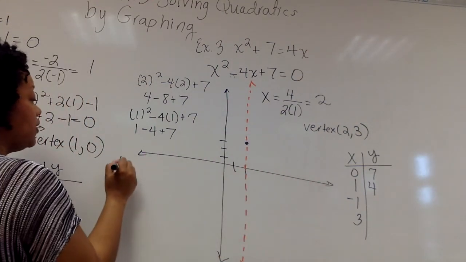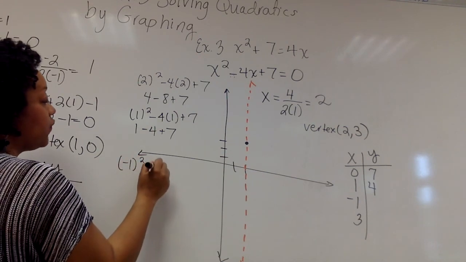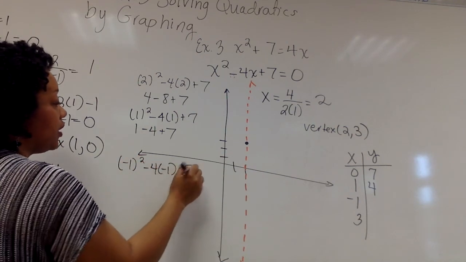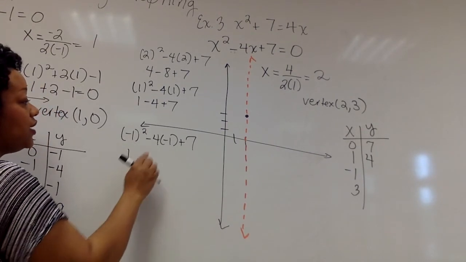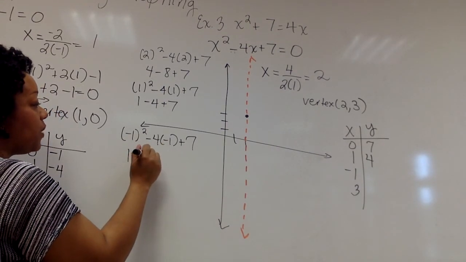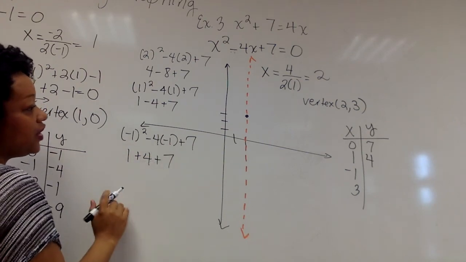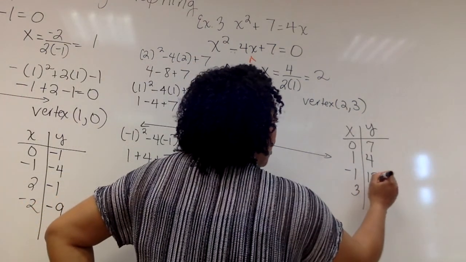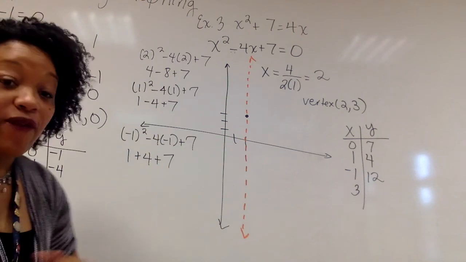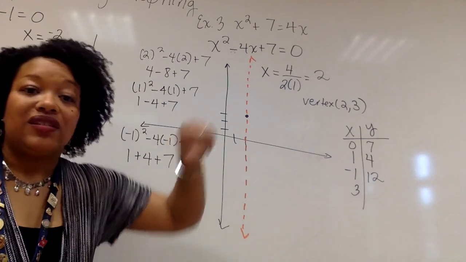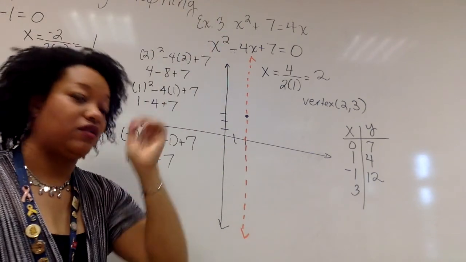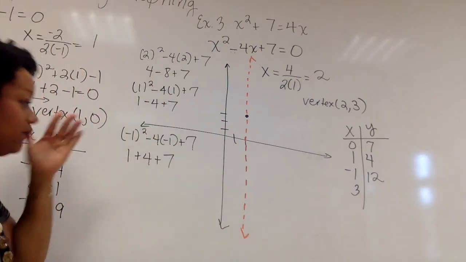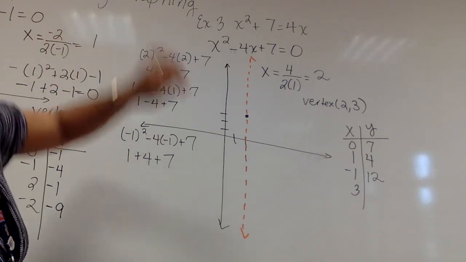Plug in -1. That's -1 squared minus 4 times -1 plus 7. All right, -1 squared is +1. -4 times -1 is +4 plus 7. That's 12. Oh, but wait. Your graph only goes up to 10. Just scooch it up above the 10. You'll be fine. Don't stress it. There's other things you need to be concerned with. So just add a notch or 2.